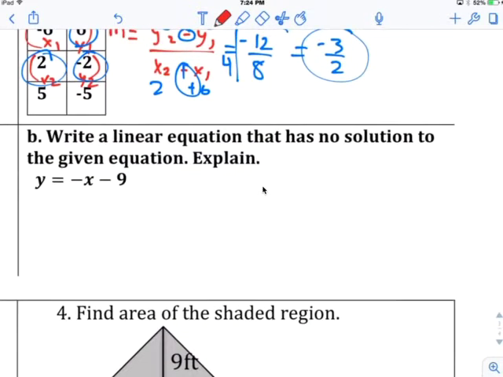Write a linear equation that has no solution. Again, the rate of change has to be the same. So y equals -x plus, it has to be different. So let's say plus 1.